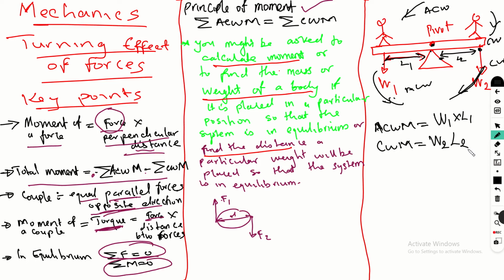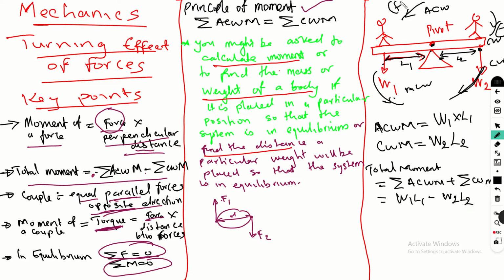So if the system is not in equilibrium, your total moment will be equal to the sum of the anti-clockwise moments plus the sum of the clockwise moments. So now we have W1 L1. Now we will see that the clockwise moment must be negative, so it will be minus W2 L2. Because we say this one, the vector sum, will be negative, and this minus what? Positive. So that's how we do the normal calculation.